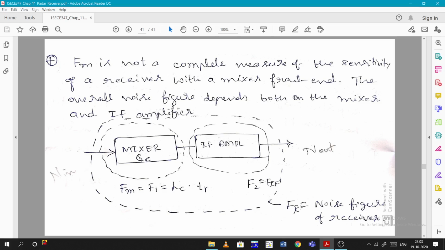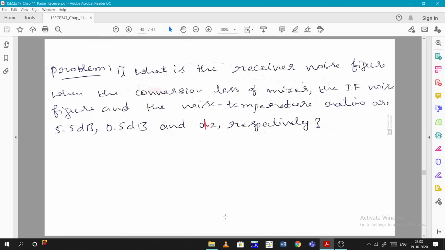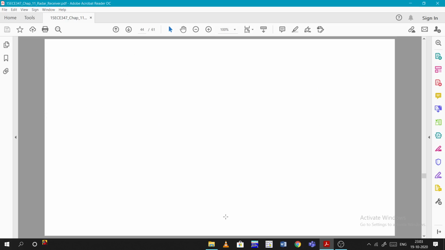So the net will be FR, the noise figure of the receiver. After calculating, we got FR equals LC into TR plus FIF minus 1. Just substitute these values here. And this G1 corresponds to Gc, the mixer's conversion gain basically. So Gc, that gain, we have written as 1 by Gc, you know this LC, right? So just substitute LC here, that's it. For the problem, you should convert the dB values to normal values.